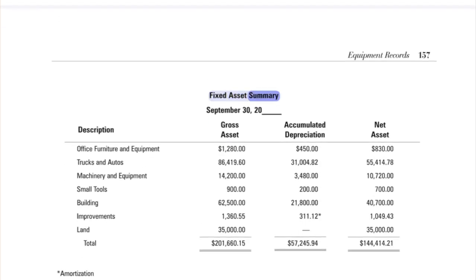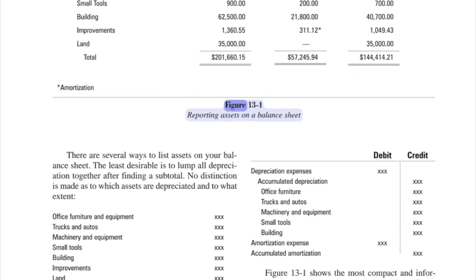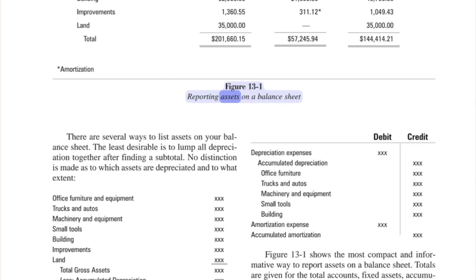Fixed asset summary, September 30, 20. Amortization. Figure 13-1: reporting assets on a balance sheet.